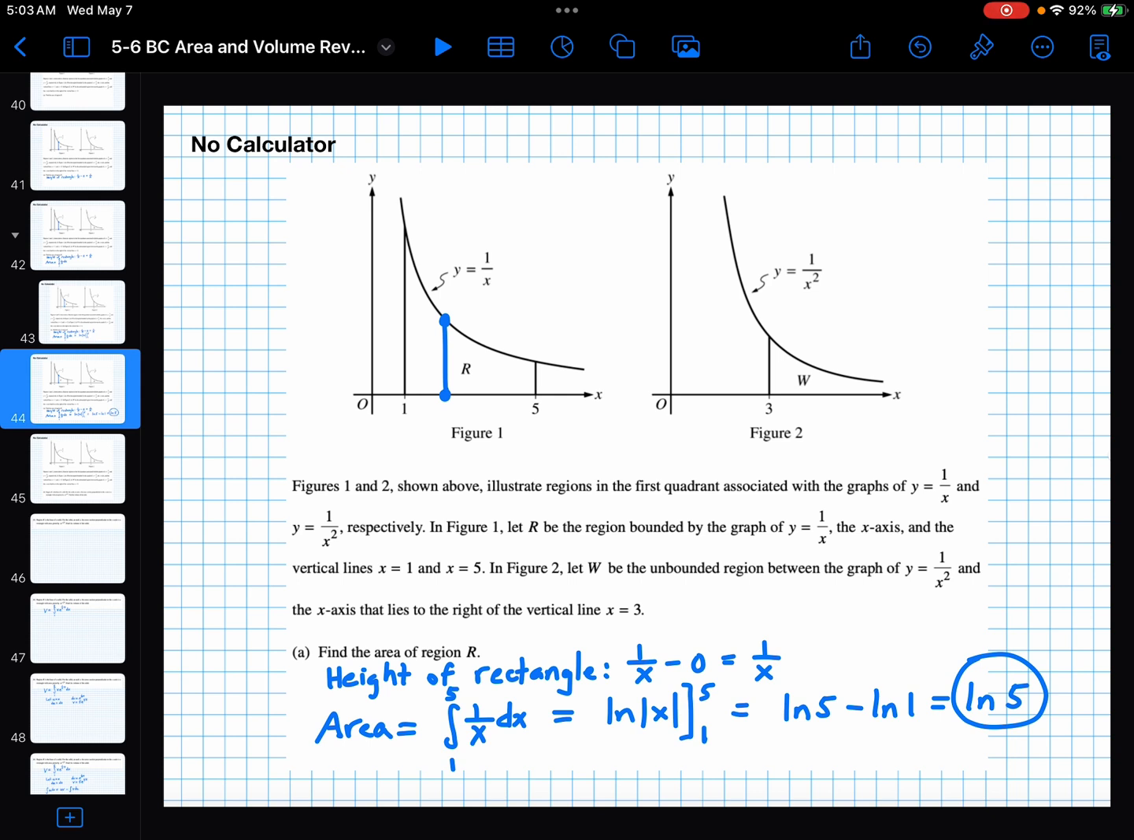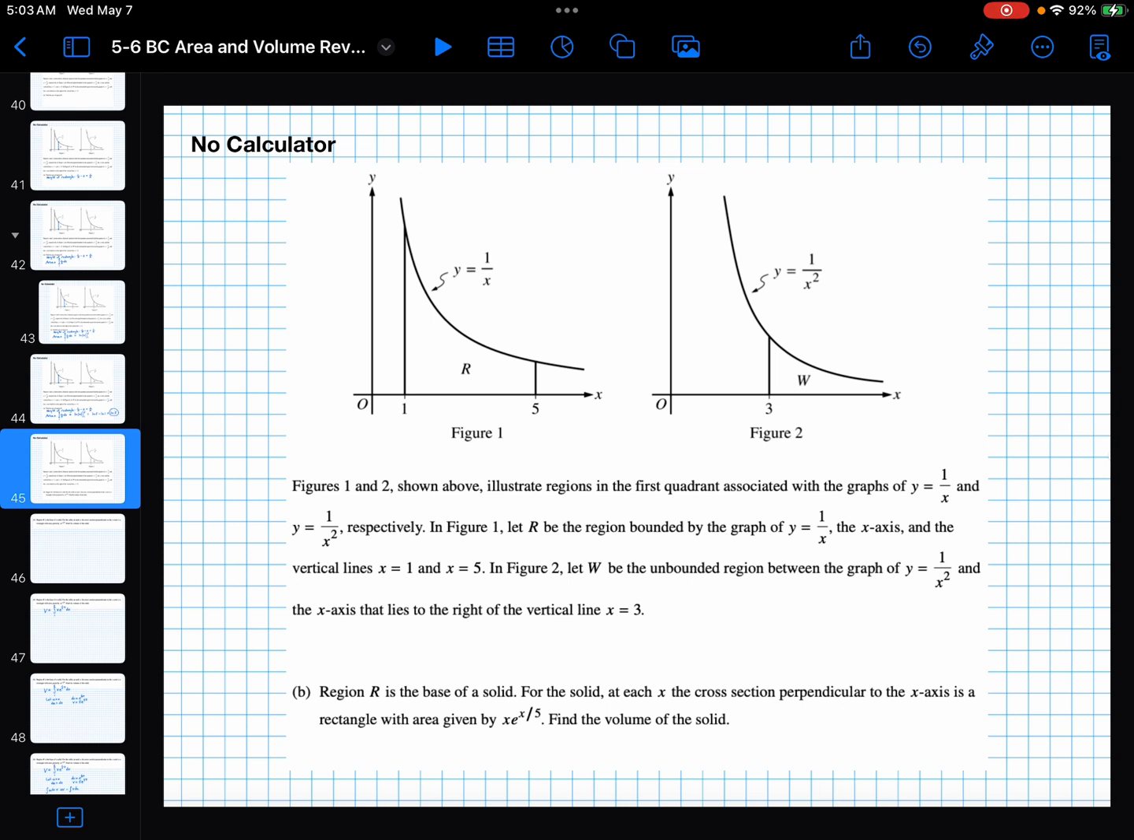All right, on to part B. Now region R, same region, it's the base of a solid, and each cross-section perpendicular to the x-axis is now a rectangle, but they give you the area.